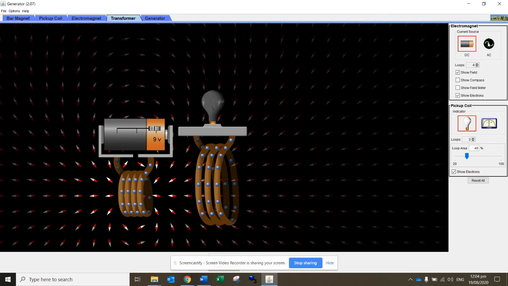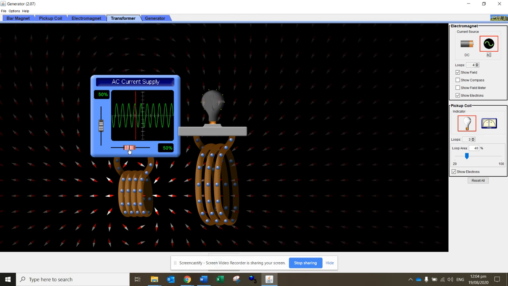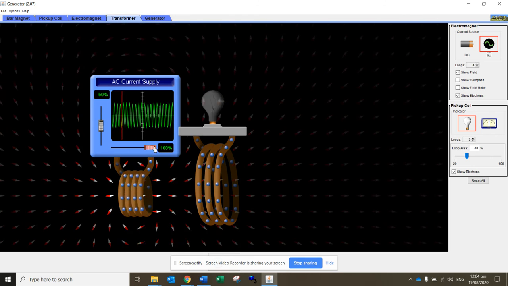And if I swap this for an alternating current, see what happens. Okay, so I can increase the frequency, and there's always an induced voltage. Okay, and that's what this lesson is about.